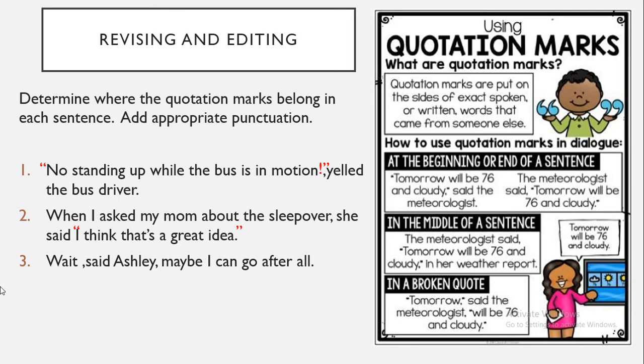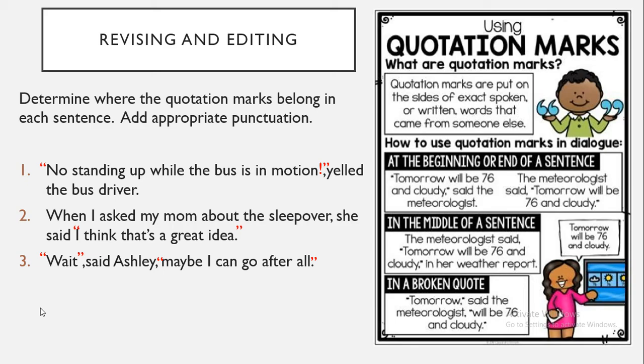You should have realized that this is a broken quote, very much like our last example here. And so you're going to have quotation marks in two particular places. You'll have them around "wait," and you have them around "maybe I can go after all," because those are both things that Ashley said.